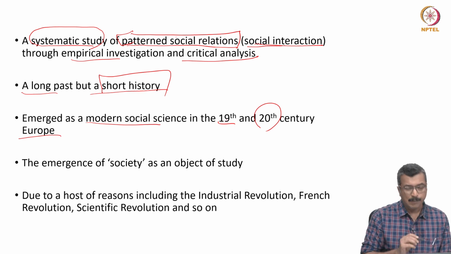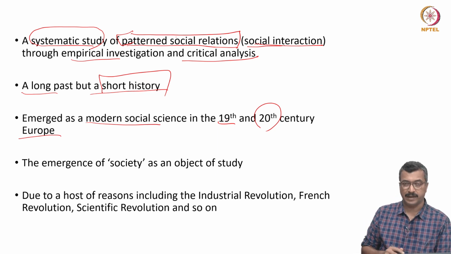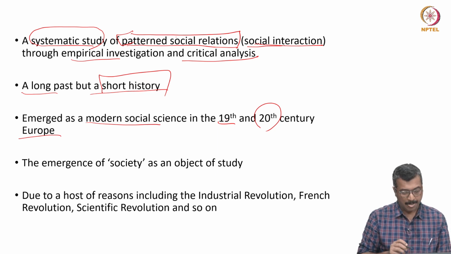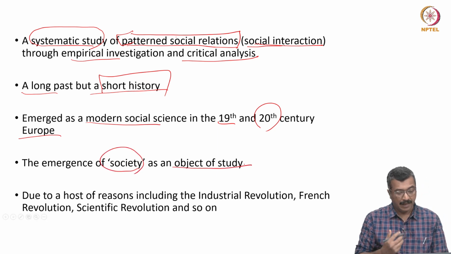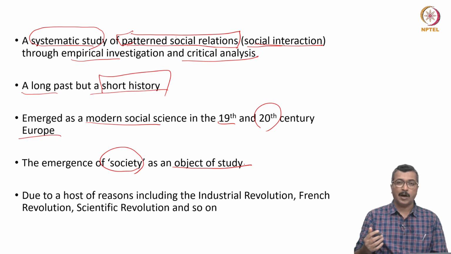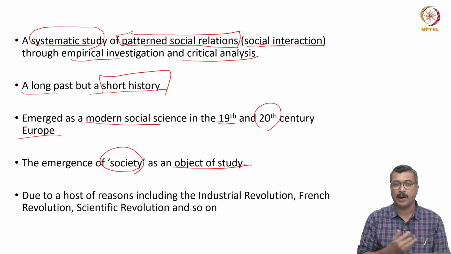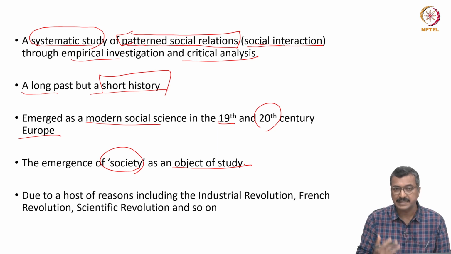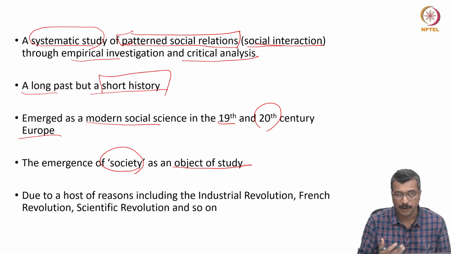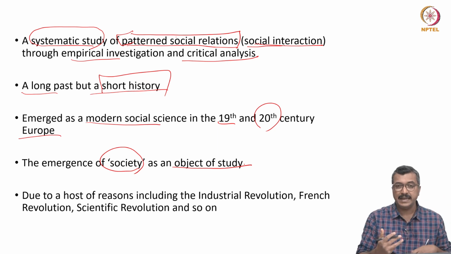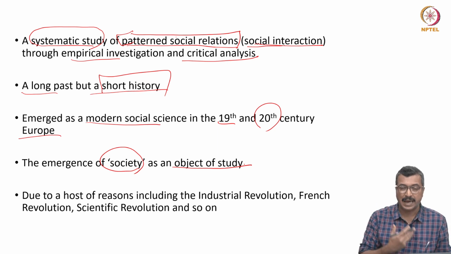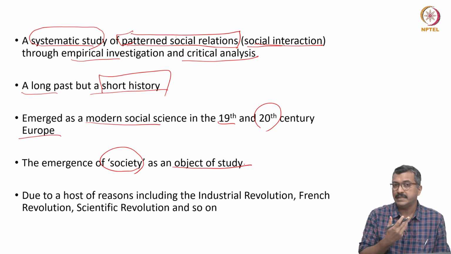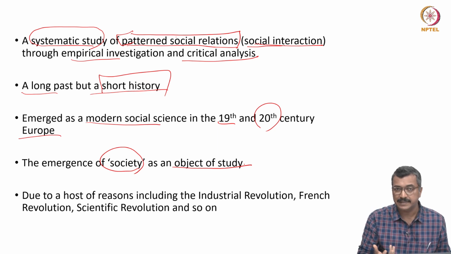The most important aspect when you try to locate the emergence of sociology in Europe is that society emerges as an object of study. This is a very important argument. While human beings have been living in society from time immemorial, ever since they started living as a society, the idea that society can be studied in an objective manner, that society needs to be studied, that society deserves to be studied, is a much more recent development.